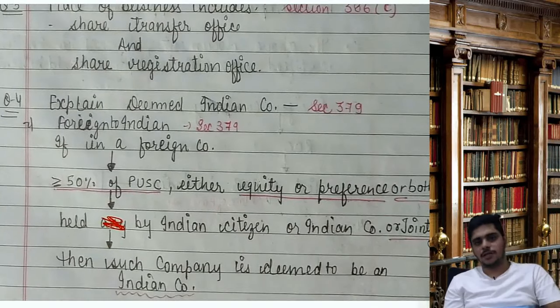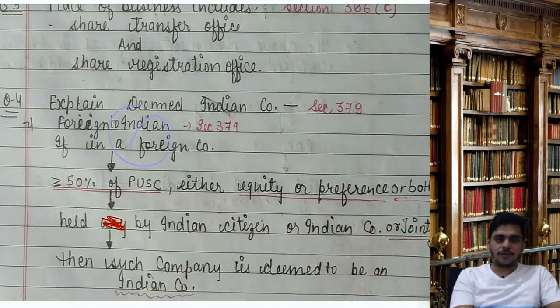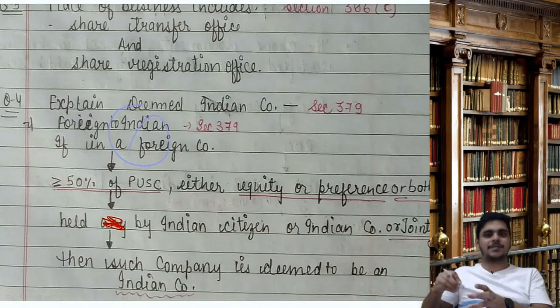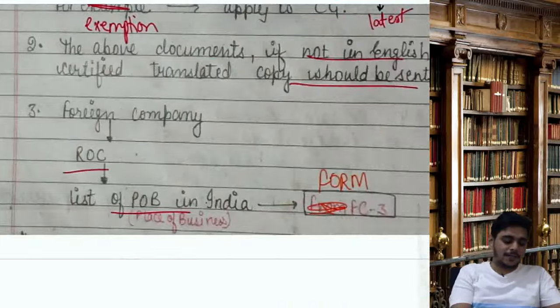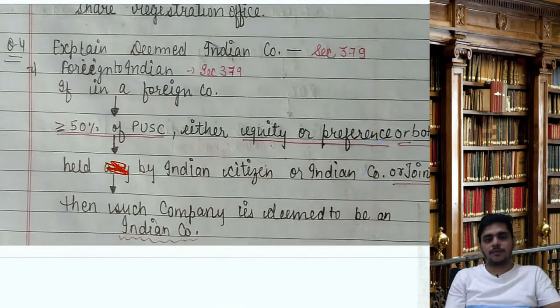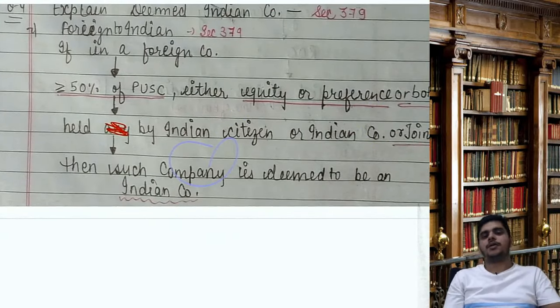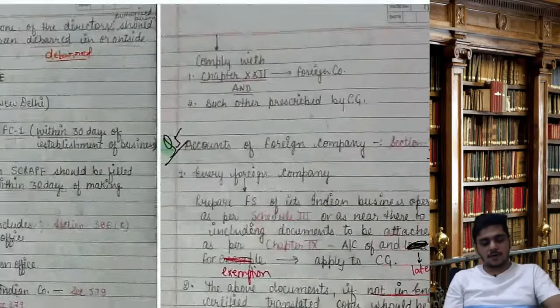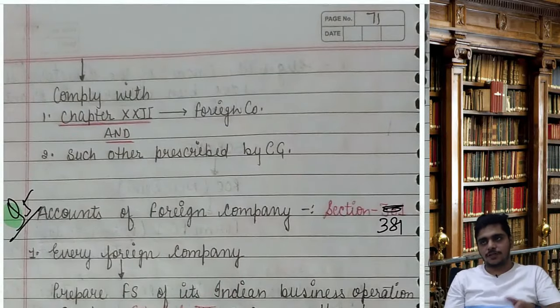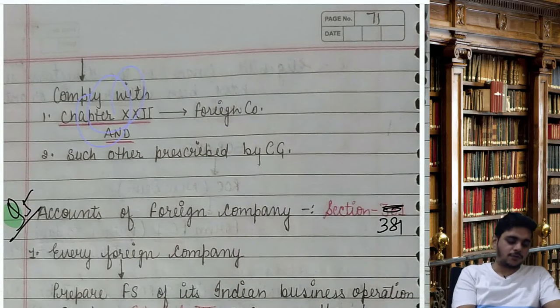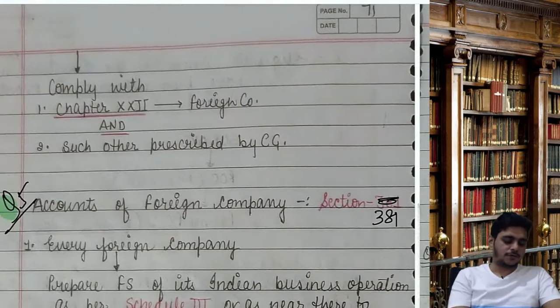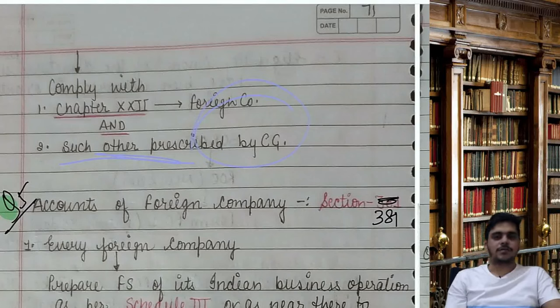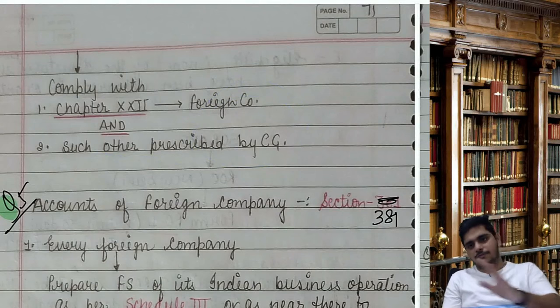Now, sir, what is a deemed Indian company? Section 379. If in a foreign company, a minimum of 50% of paid up capital, whether preference or equity or both, is held by either Indian citizens or Indian companies, then such company shall be deemed to be a company incorporated in India. Then if it is a deemed Indian company, they have to comply with Chapter 22. What is Chapter 22? Chapter 22 is the foreign company chapter, and such other provisions as may be prescribed by the CG.